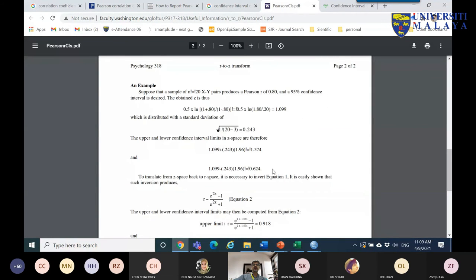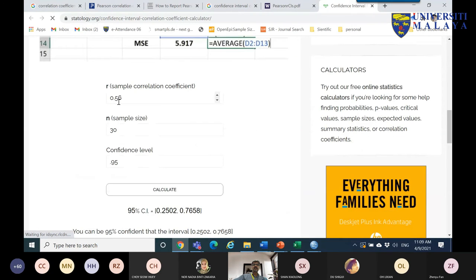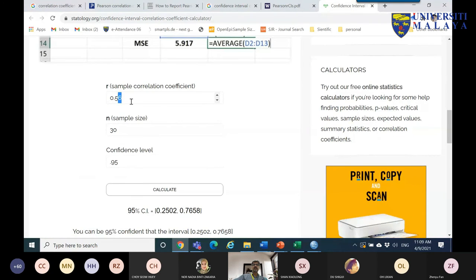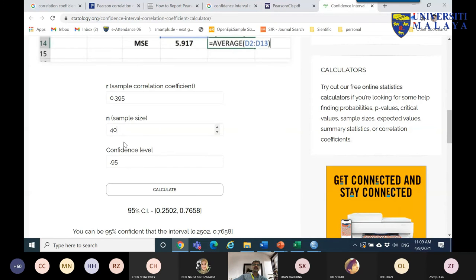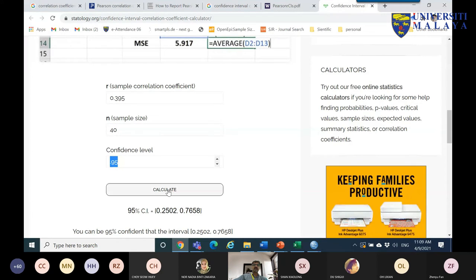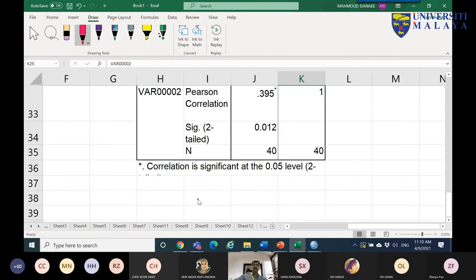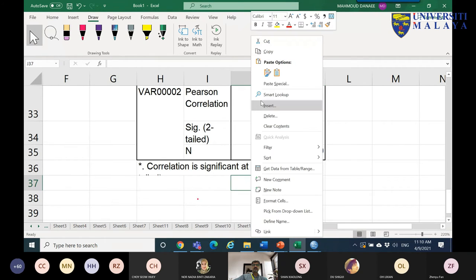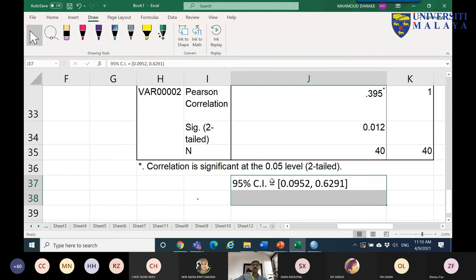This text is the formula for how to calculate it. But when you want to calculate it, what is your correlation coefficient? 0.395, right? And the sample size was 40. And the confidence interval was how much? 95%. Okay, calculate. So this is your CI. Copy this one and report it.